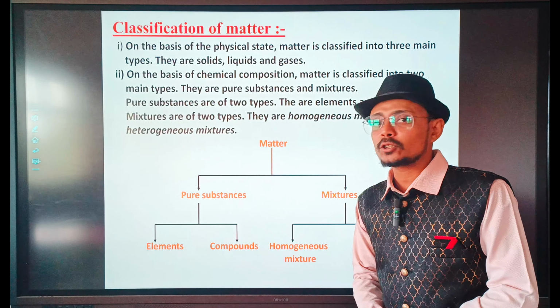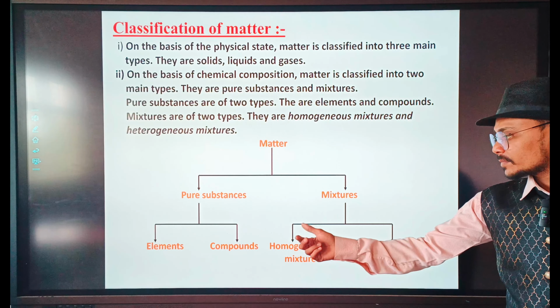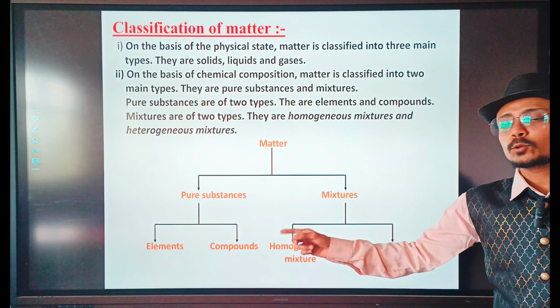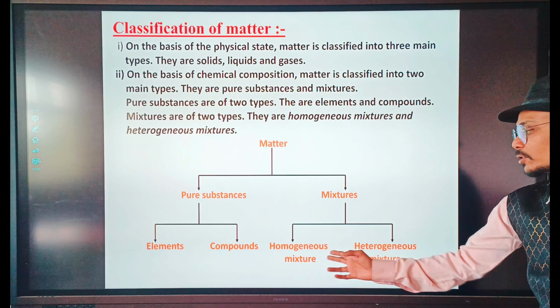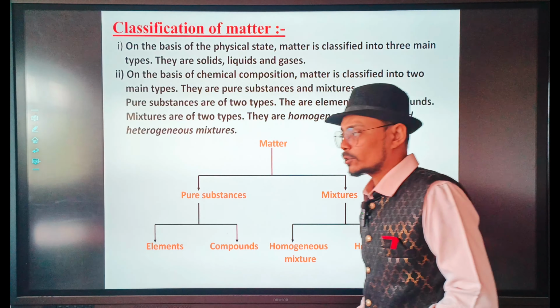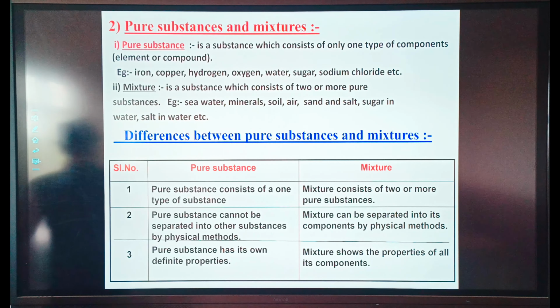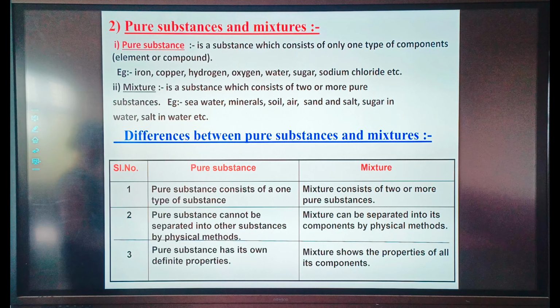A pure substance consists of two types, that is element and compound. A mixture consists of two types, that is homogeneous and heterogeneous. So look at the pure substance and mixture. We have to study the pure substance first.